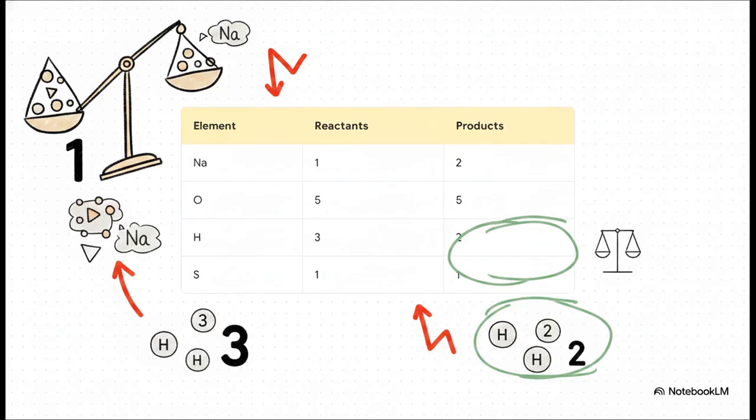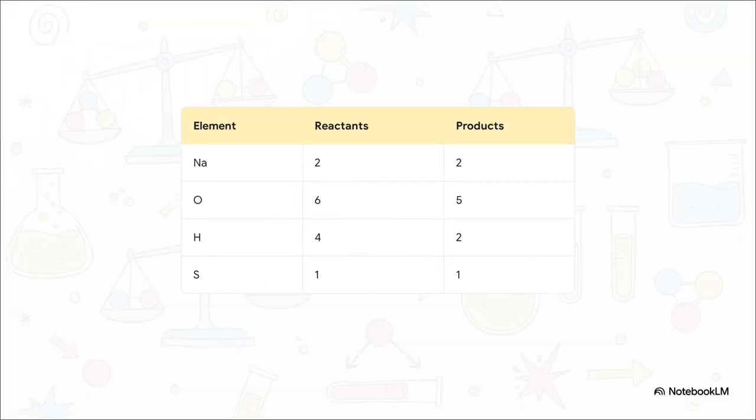Now, let's look clearly at the imbalance here. We've completed Step 1 by writing it out. NaOH plus H2SO4 yields Na2SO4 plus H2O. For Step 2, look closely at how we're comparing the reactants on the left and the products on the right. Notice how the sodium, or Na atoms, are just 1 on the left but 2 on the right. And look at the hydrogen, or H atoms. We have 3 on the left but only 2 on the right. Oxygen and sulfur happen to be equal right now, but because sodium and hydrogen are mismatched, this entire equation is completely unbalanced. So let's tackle Step 3.